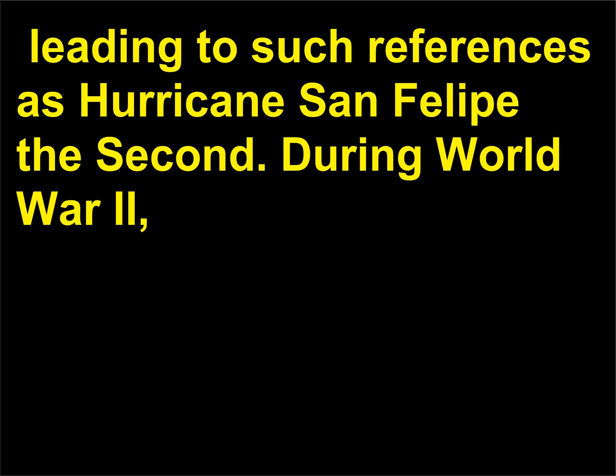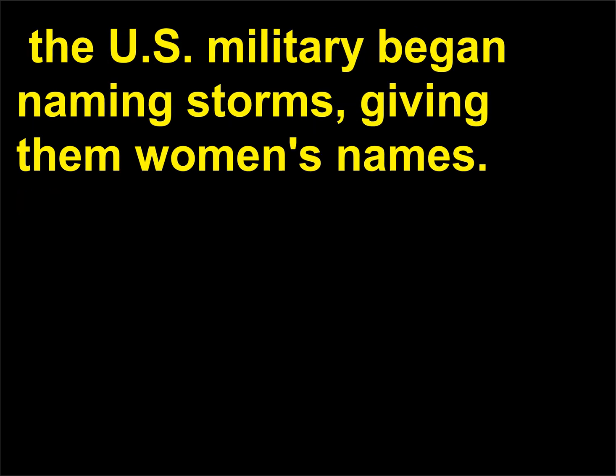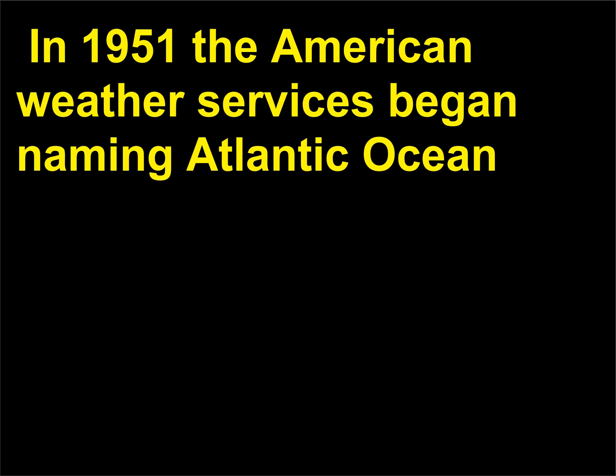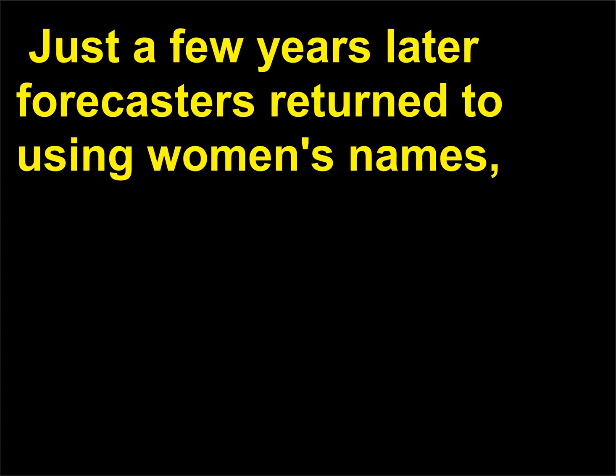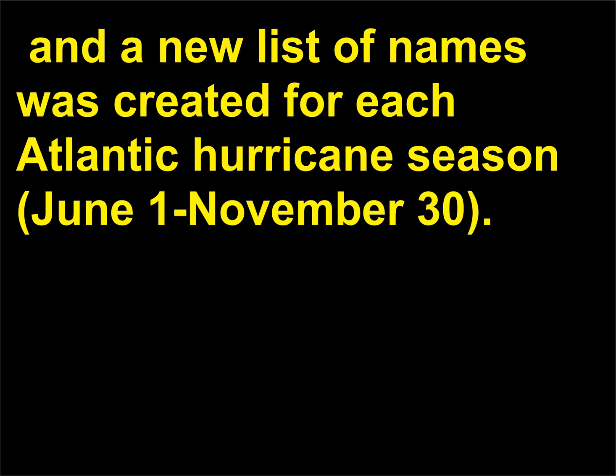During World War II, the U.S. military began naming storms, giving them women's names. In 1951 the American Weather Services began naming Atlantic Ocean storms according to a phonetic alphabet: Abel, Baker, Charlie, etc. Just a few years later forecasters returned to using women's names, and a new list of names was created for each Atlantic hurricane season, June 1 to November 30.